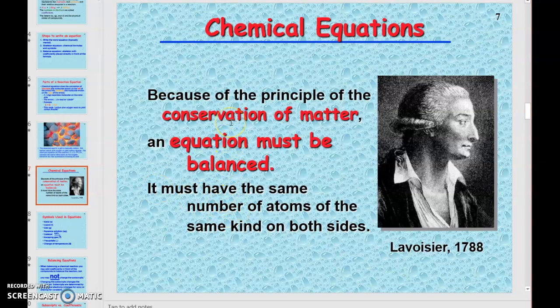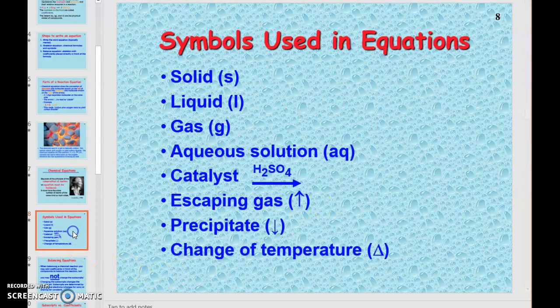Now, chemical reactions must be balanced because of the law of conservation of matter. And that was determined by Lavoisier way back in the day. What he did was do reactions in a closed container and noticed that before and after all reactions taking place in a closed container the mass was the same. So even though the atoms are being rearranged, the mass is staying constant.